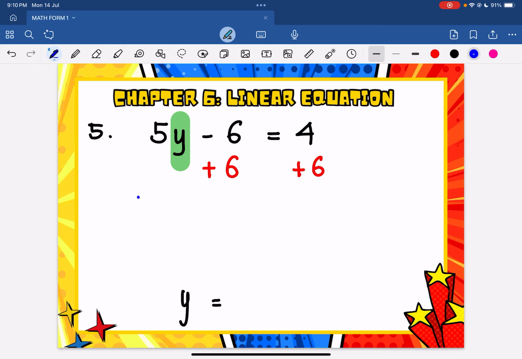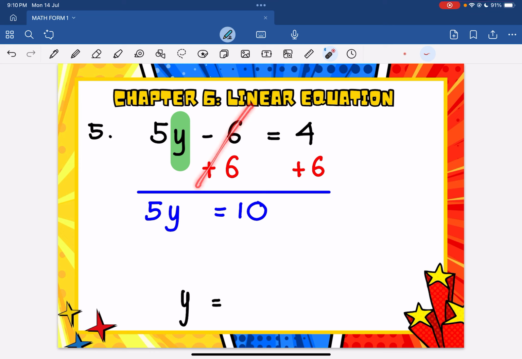So what's left? We have 5y equal to 10. This one is already done. So how to remove this one? This is times, right? To remove times, we need to divide. Divide by 5. So the right side also divide by 5.